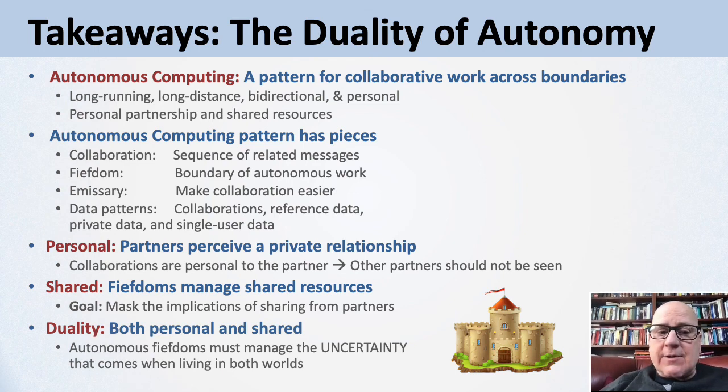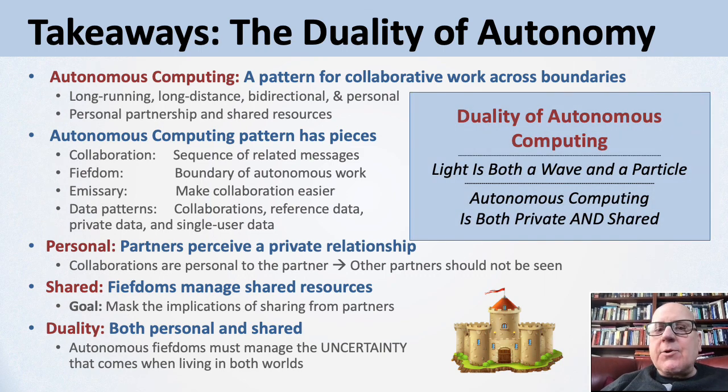The autonomous fiefdom has to manage the uncertainty that comes from living in both the personal and the shared world. So the duality of autonomous computing. Light is both a wave and a particle. Autonomous computing is both private and shared.